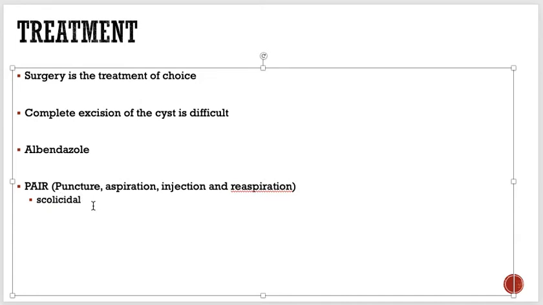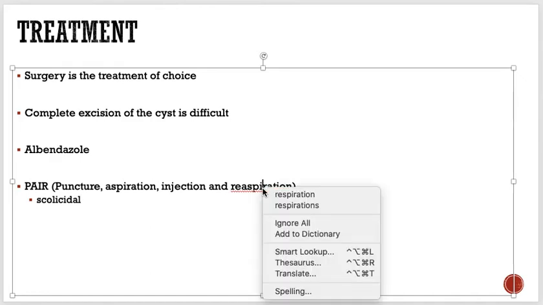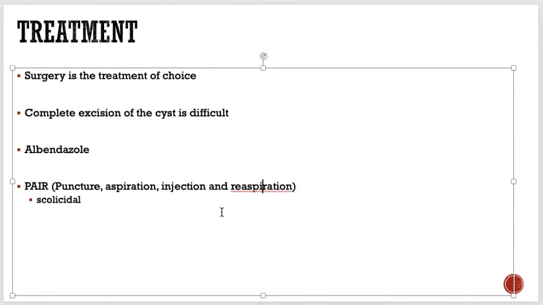95% ethanol can be used, or hypotonic saline can be used. So they inject this scolicidal solution in the cyst, and then they aspirate it again, just to make sure the parasite is killed. And there should be no spillage.